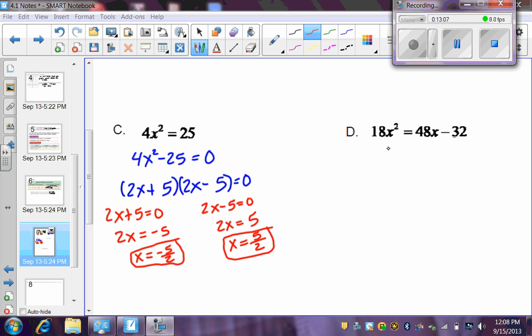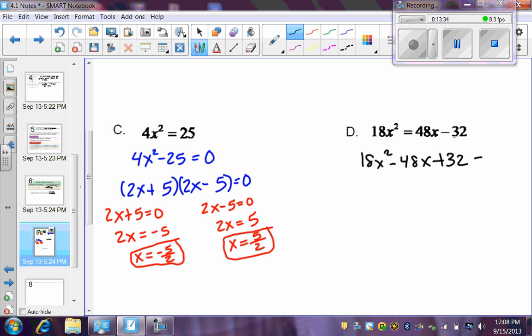On D, we have 18x squared equals 48x minus 32. So our first step is to get this equal to 0. Again, I want to keep the x squared positive, so instead of bringing the 18 to the right side, I'm going to bring everything from the right side to the left side. So I'm going to have 18x squared. Opposite of a positive 48x is going to be minus 48x. And the opposite of subtracting 32 would be adding 32.